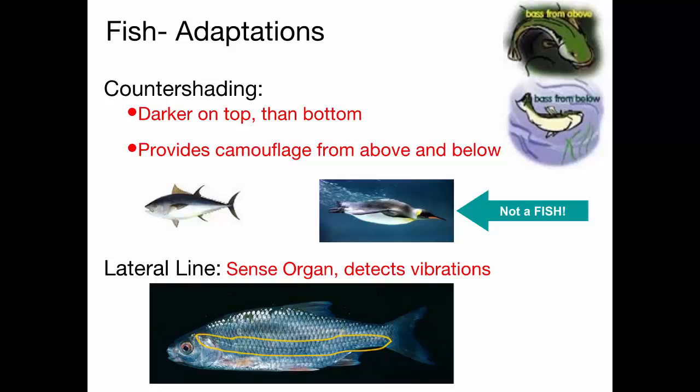Have you ever seen video of a school of fish, they all kind of turn at the same time? Or if you ever were in a lake where there's a bunch of fish, and you tried to catch them, it's really hard to catch them with your hands or with a net. That's because this lateral line allows them to sense the vibration and movement around them and helps them move together in unison, helps them avoid predators and so forth.